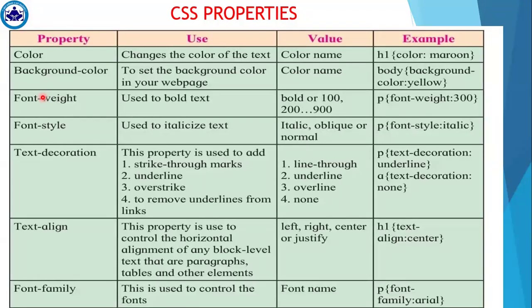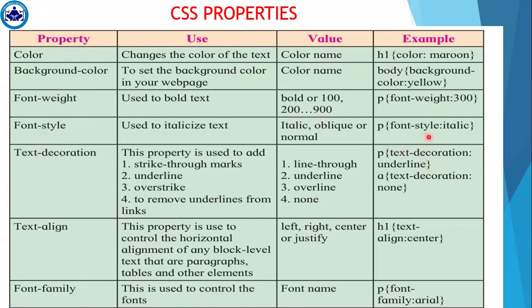These are some CSS properties. Again, these properties are the attributes which we can use with the HTML elements. So if we want to change the text color, then we have to use the property color. If we want to change the background color, then the property is background-color. If we want to make the text bold, then we will use the property font-weight. If we want to change the text to italic, then we will use the property font-style.